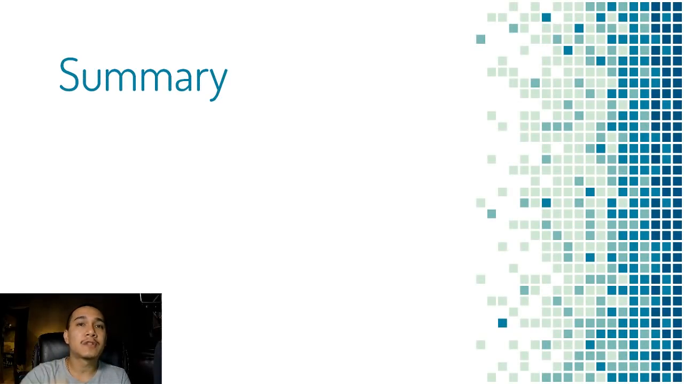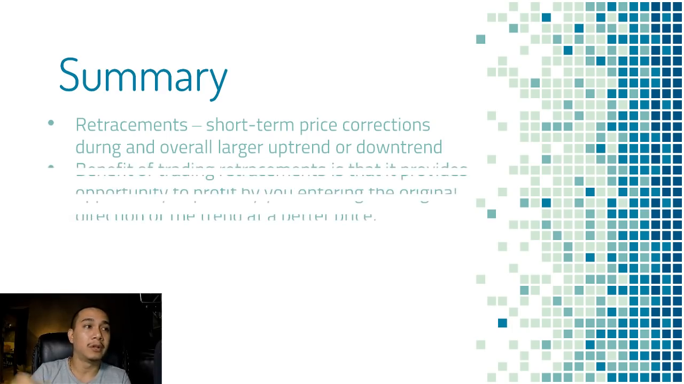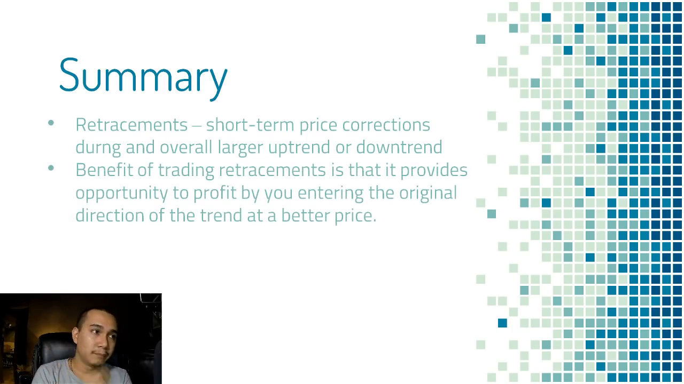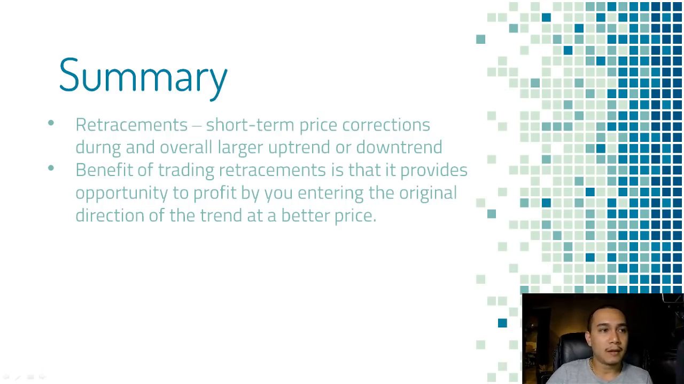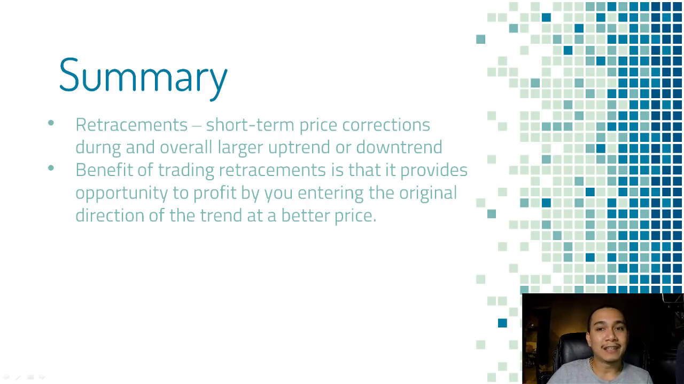So a little summary about our discussion today. Retracements. These are short-term price corrections during an overall uptrend or downtrend. The benefit of trading retracements is that it provides an opportunity to profit by entering in the original direction of a trend at a better price.